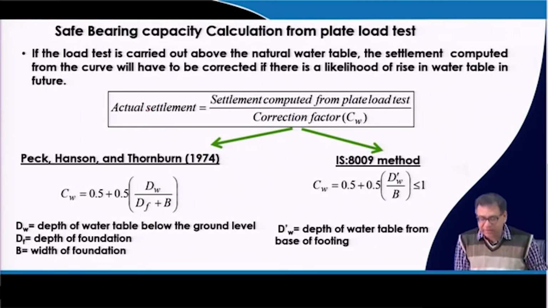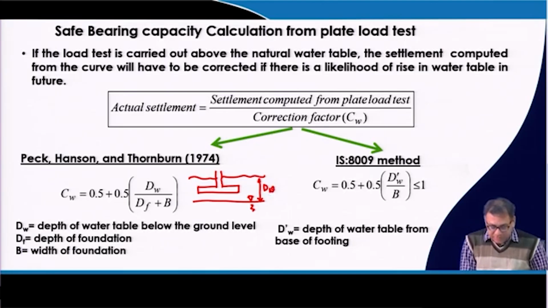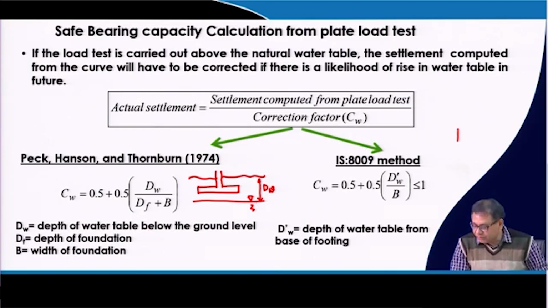Okay, so this correction factor we can calculate in two ways. One is the Peck, Hansen and Thornburn method, another is the IS method. But there is a difference in the expression here. In this case, dW is the depth of the water table below the ground level. Suppose this is your equation. If this is the foundation, then this is your water table position, so this will be your dW. So, dW is the depth of the water table below the ground level, but here it is the depth of the water table from the base of the foundation.